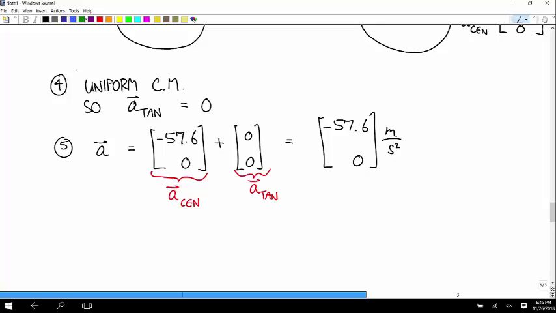And by the way, this is what the question asked for part A. So that's the answer. The acceleration vector for the pilot is negative 57.60, or if you just want a magnitude for the acceleration, it's 57.6 meters per second squared. Is that survivable? Anybody have an idea? Anyone?